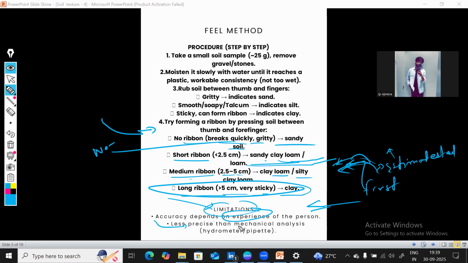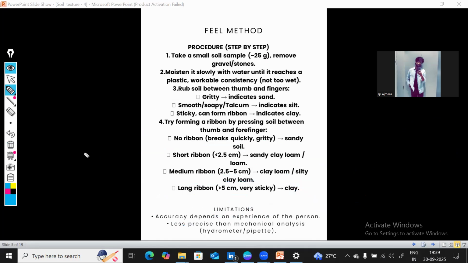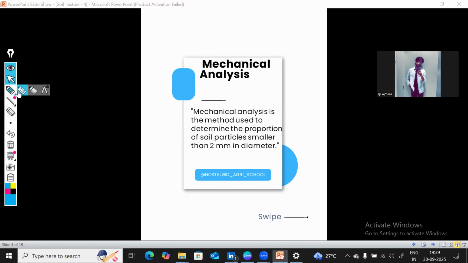So it is less precise than the mechanical analysis hydrometer. Instruments have a higher accuracy level, as shown here. That's why we call them advanced technologies. Okay, so the field method is done here. Let's go to the next one.